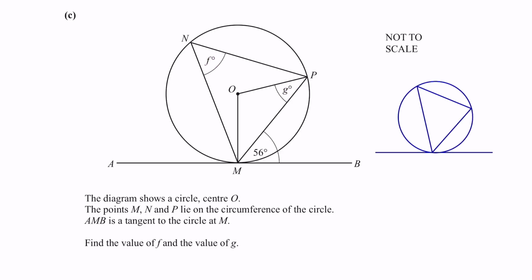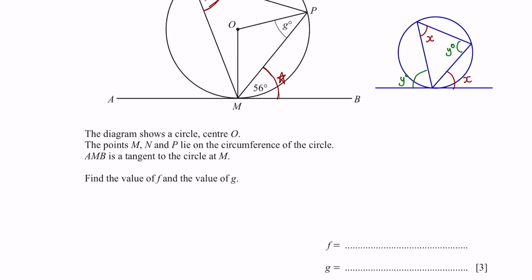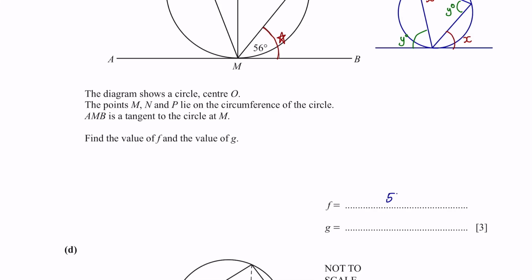Now, according to circle theorem, when you see a triangle inside of a circle, the angle over here is equivalent to the angle over here, or the angle over here is equivalent to the angle over here. So in this case, 56 degrees, this angle is the same as this angle F. So that makes angle F to be 56 degrees.